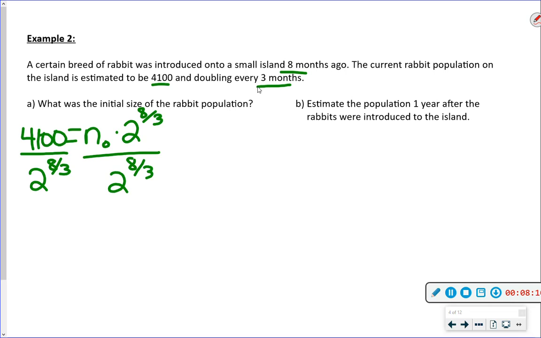Well, how many? How many rabbits do we have? 646 rabbits. I guess I'll label.